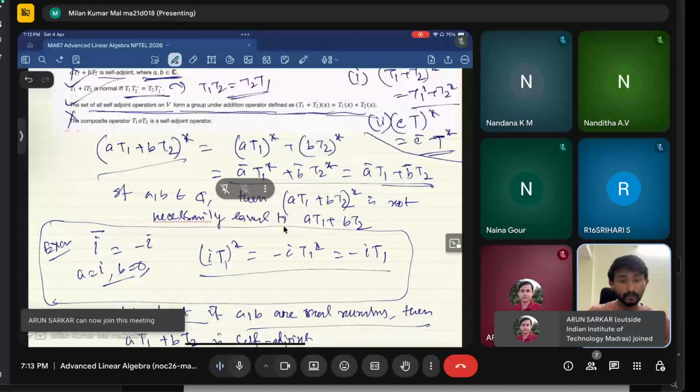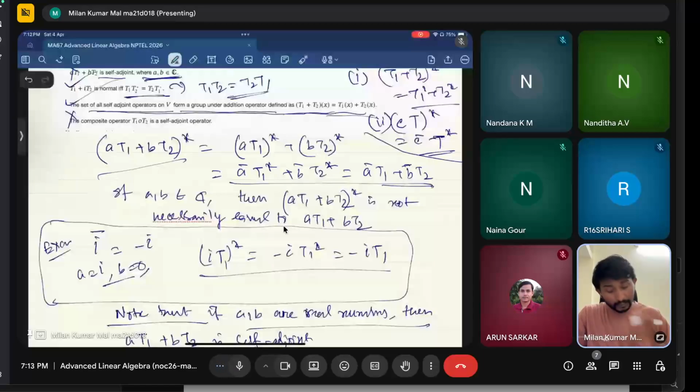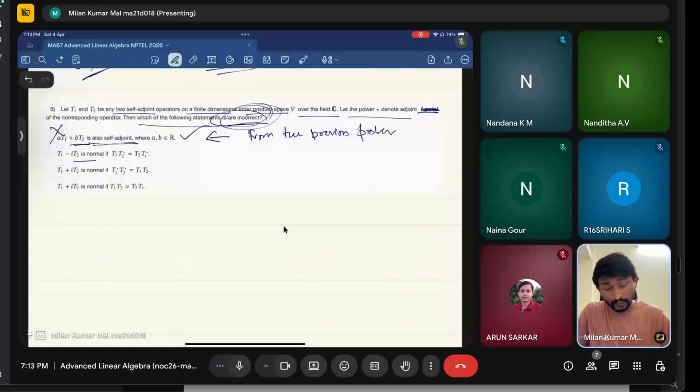So from this problem, we can say that this is self-adjoint. As a statement this is correct, but as an option this is not correct, because you have to find the incorrect options. The next option is that T1 minus iT2 is normal. Did I already do this option somehow? No, this is minus i. So okay, let me check this.